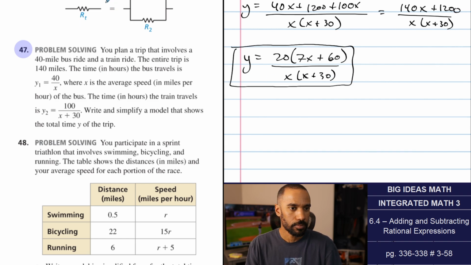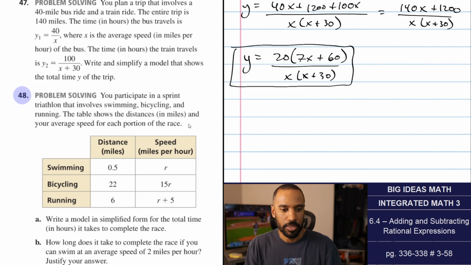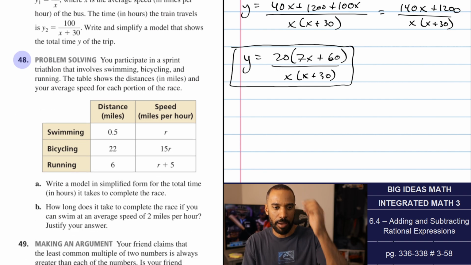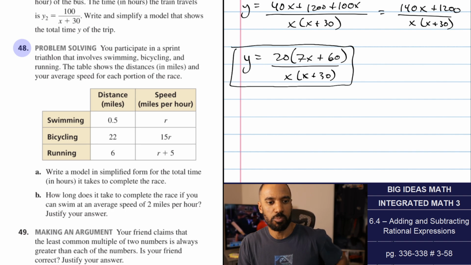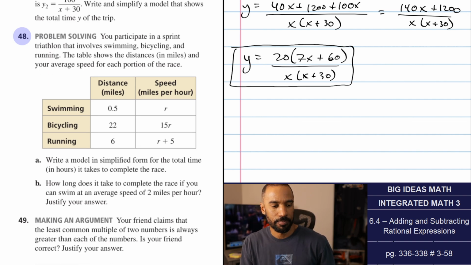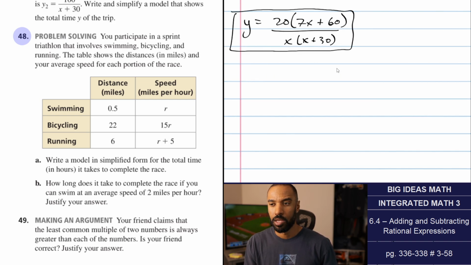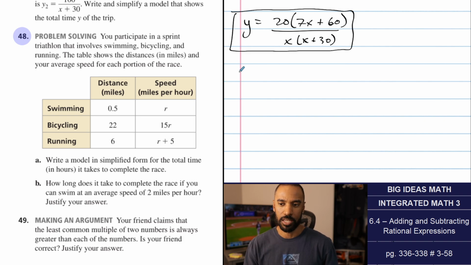Okay. Number 48. You participate in a sprint triathlon that involves swimming, bicycling, and running. The table shows the distances in miles and your average speed for each portion of the race. Write a model in simplified form for the total time it takes to complete the race. Okay, so time is the combination of all your things here, and time is distance over rate. So you've seen it a couple times set up for you. Now we got to kind of do our own.